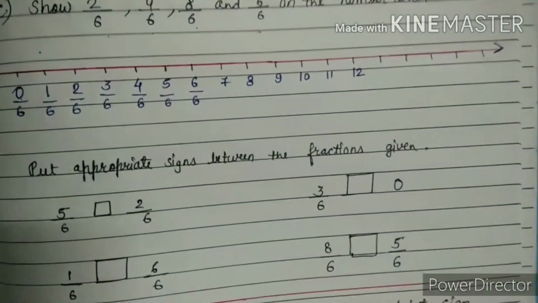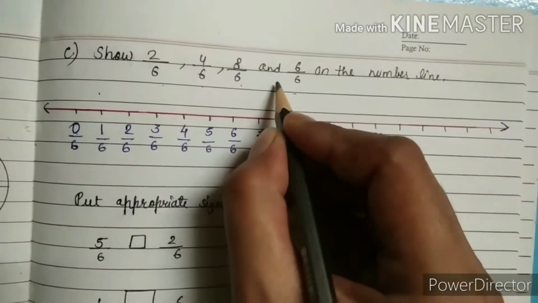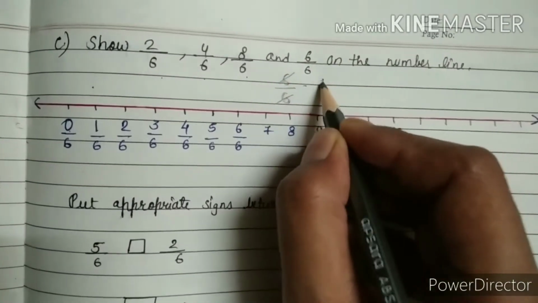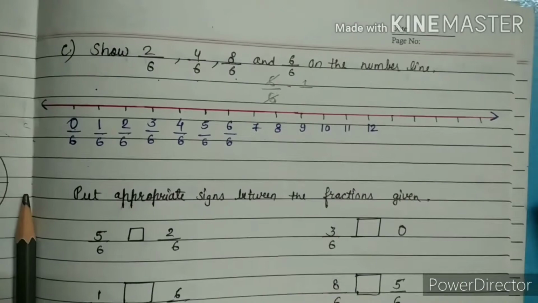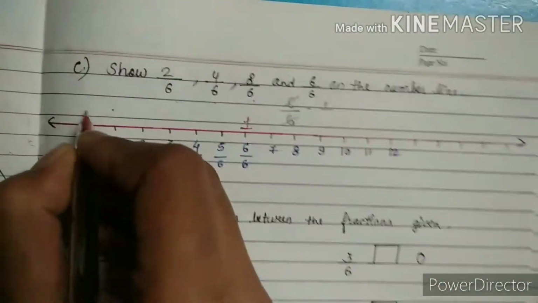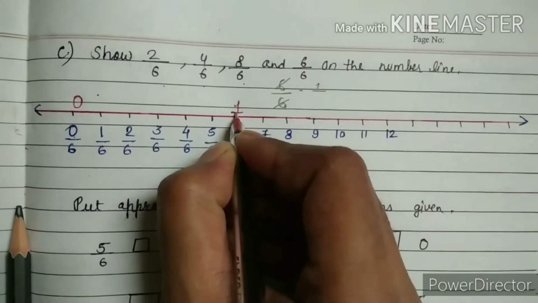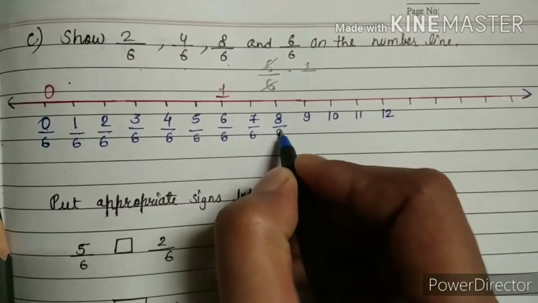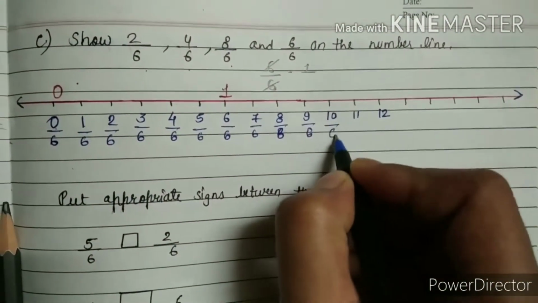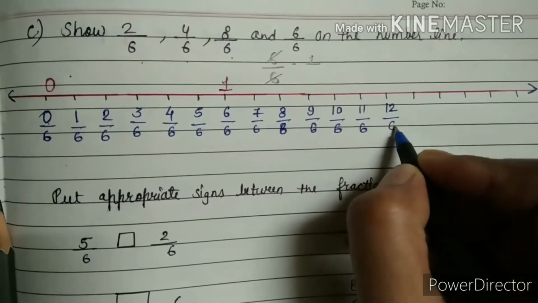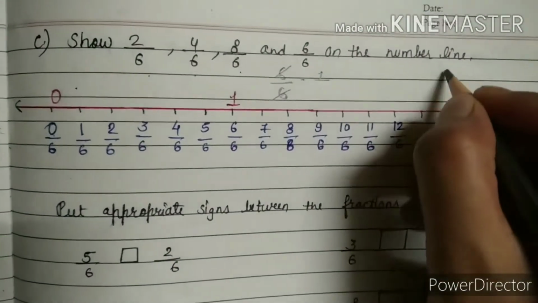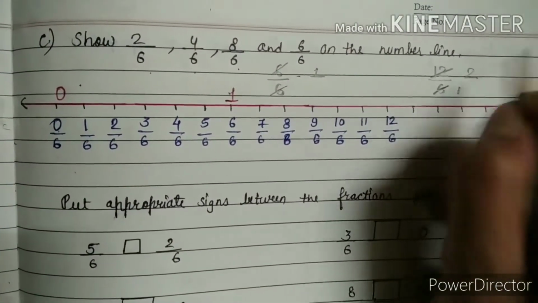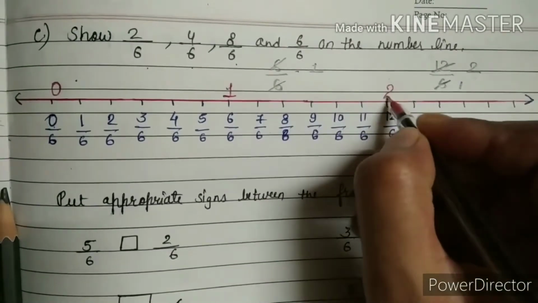6 by 6 can also be written in another form. If we write 6 by 6, from the table of 6 it will cut one time, so it can be written in the form of 1. So here is our 0 and here is our 1. Now 7 by 6, 8 by 6, 9 by 6, 10 by 6, 11 by 6 and 12 by 6. 12 by 6 can also be written as 2, since 6 1s are 6, 6 2s are 12. So here is our 2.